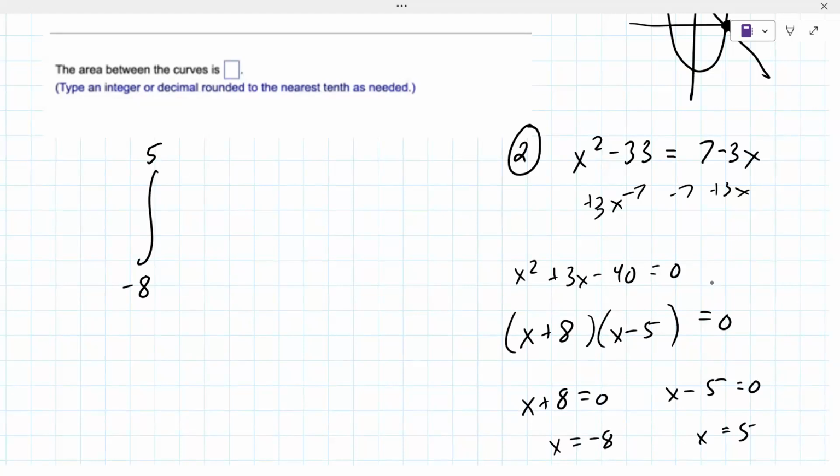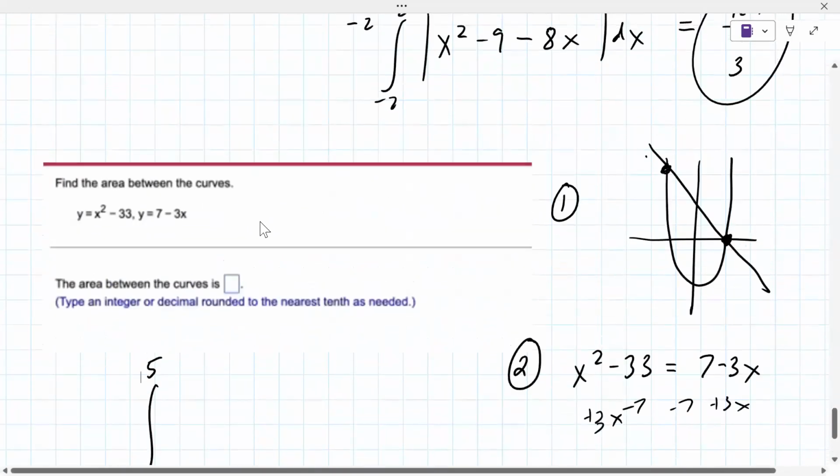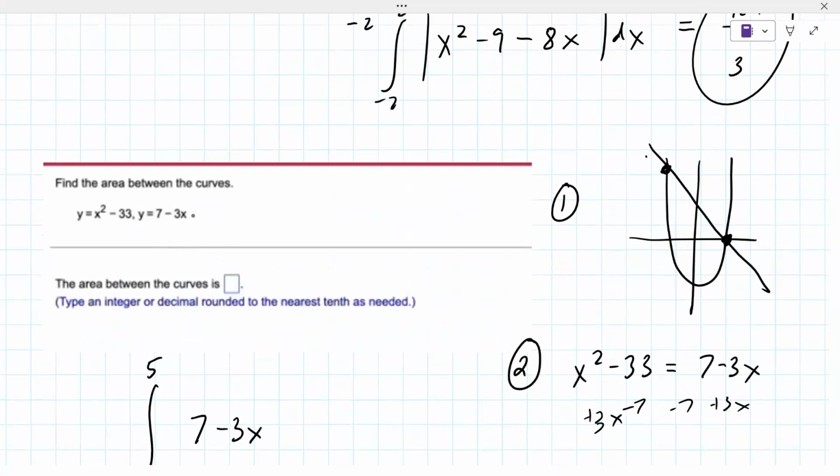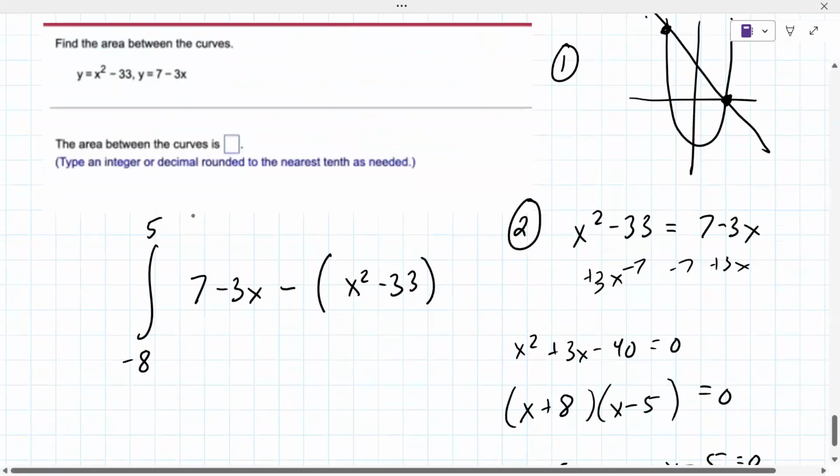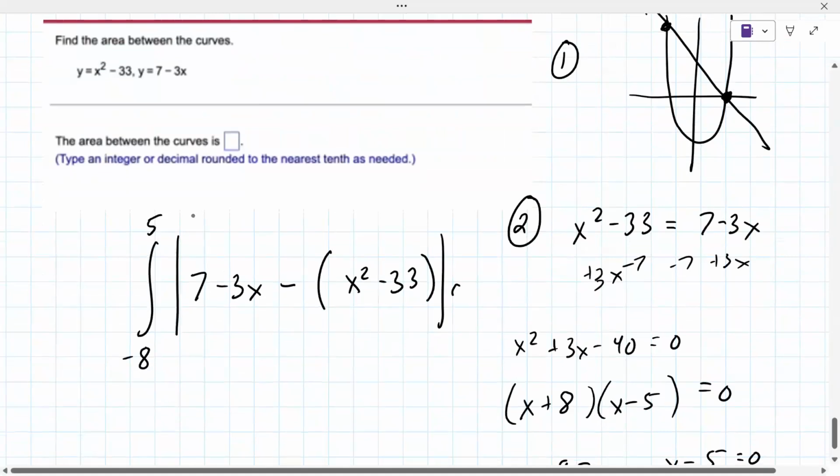And then it's the same thing. You're supposed to do top minus bottom. So this time we'll actually use the correct top, which is 7 minus 3x. But when you subtract the bottom, you have to put it in parentheses. Now you can still use the absolute value if you want, but you don't need to.